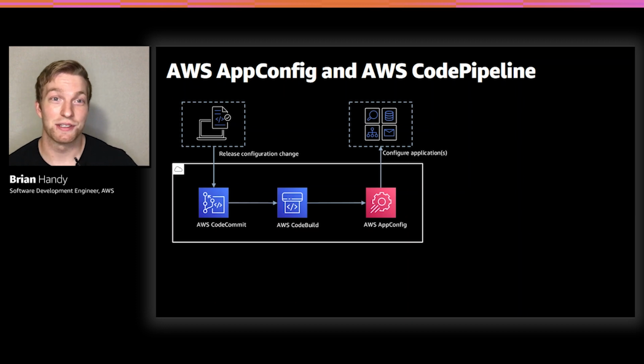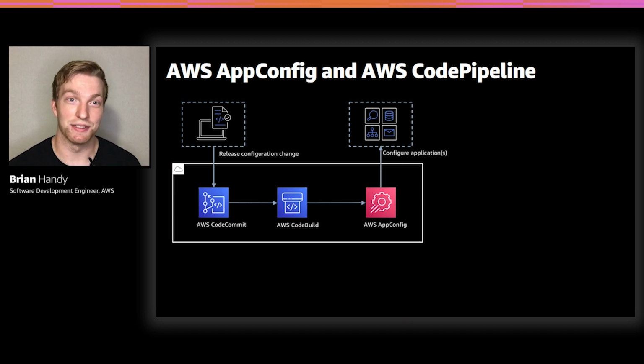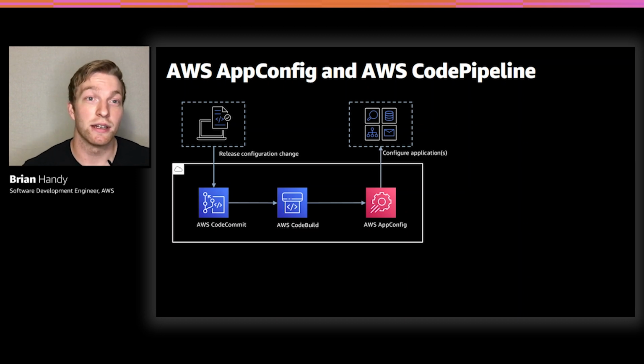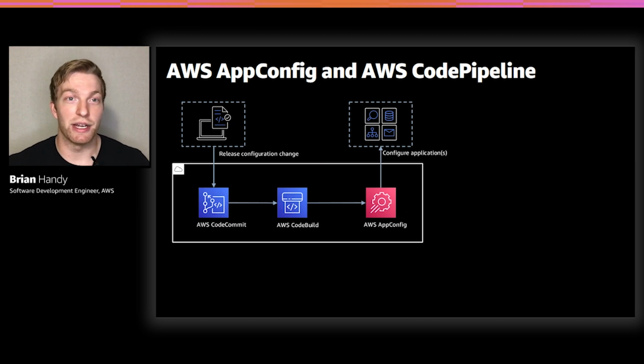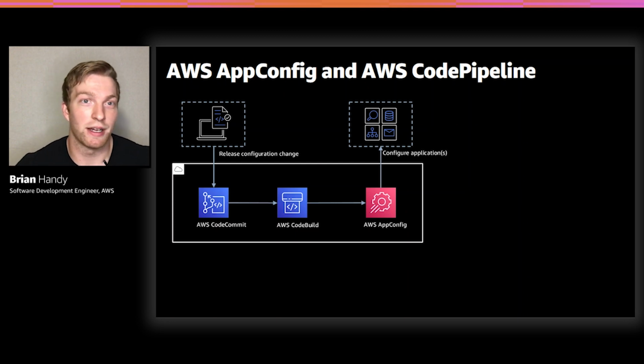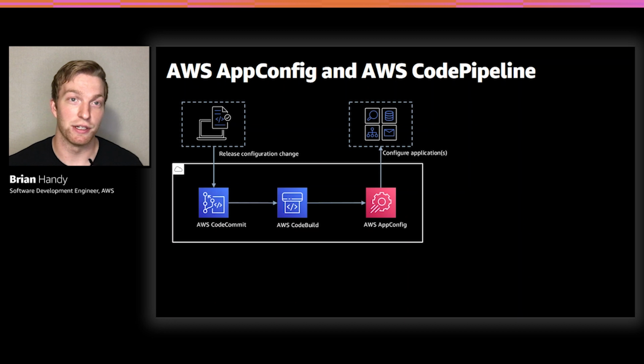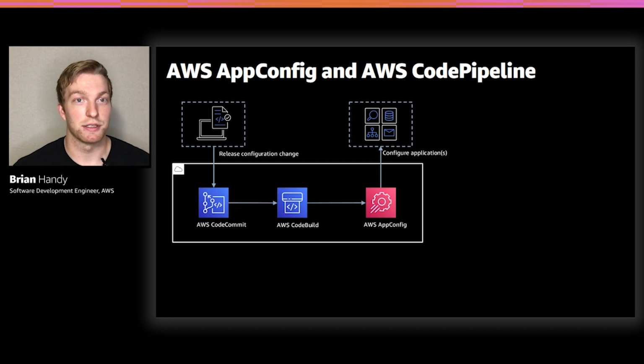Well, we use a service that already has all of those best practices in AWS Code Pipeline. AWS Code Pipeline now offers you the ability to manage your configuration through a source repository, like AWS Code Commit, and then automatically build that configuration, test it, and deploy it across many AWS regions or applications or environments using AWS App Config.